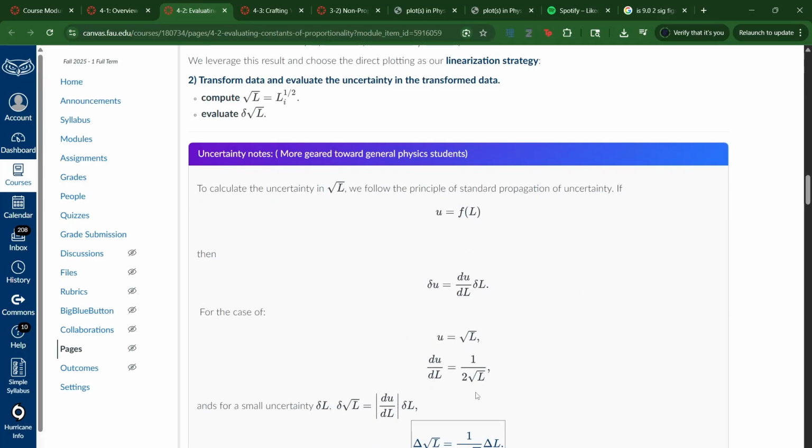We can apply the same idea to the time of flight that we're looking at. So we know that h is proportional to t squared, where h equals some proportionality constant c times t squared. So we want to find the uncertainty in t squared. But how do we go about doing that? Well, we use the same setup that we had before.